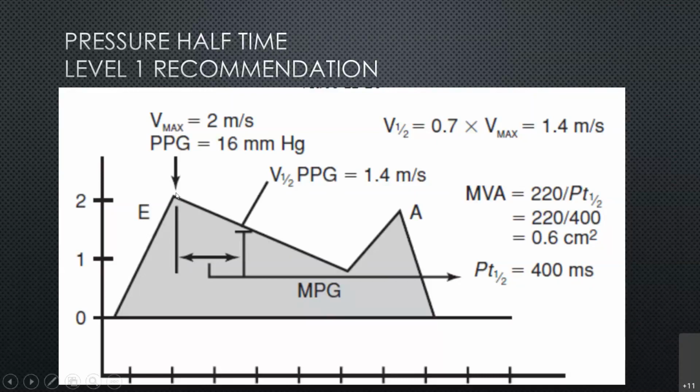So as I said, peak pressure over here will be 4V squared. So it's about 2, so you get a peak pressure of like 16. So how much time is this going to take to decay to half? And that is pressure half-time. Typically we measure deceleration time from the peak and bring it all the way to the baseline, and that would be the deceleration time. And when you want to calculate by the velocity itself, the formula would be 0.7 times Vmax, and that's where your pressure half-time is.